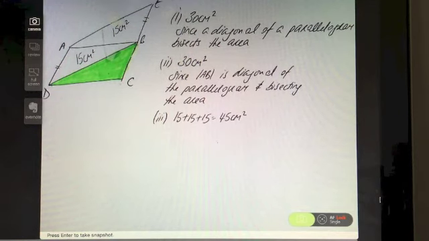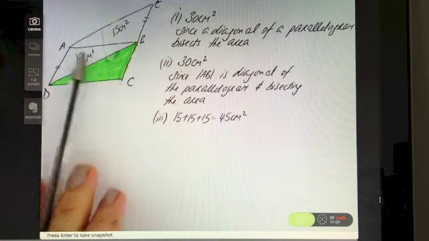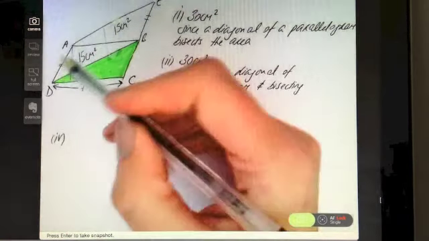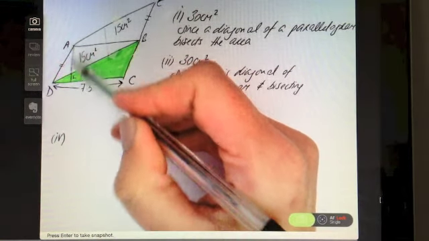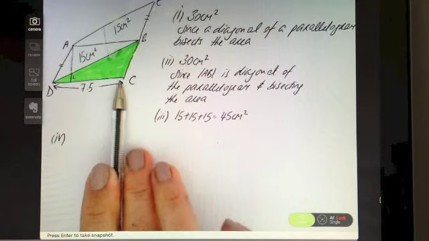And the last part then, if the perpendicular height from A to DC is what we're looking for, if DC is equal to 7.5 centimeters. Okay, so the perpendicular height from A to DC is what we're looking for, that height there. And they're telling me the length DC is 7.5.